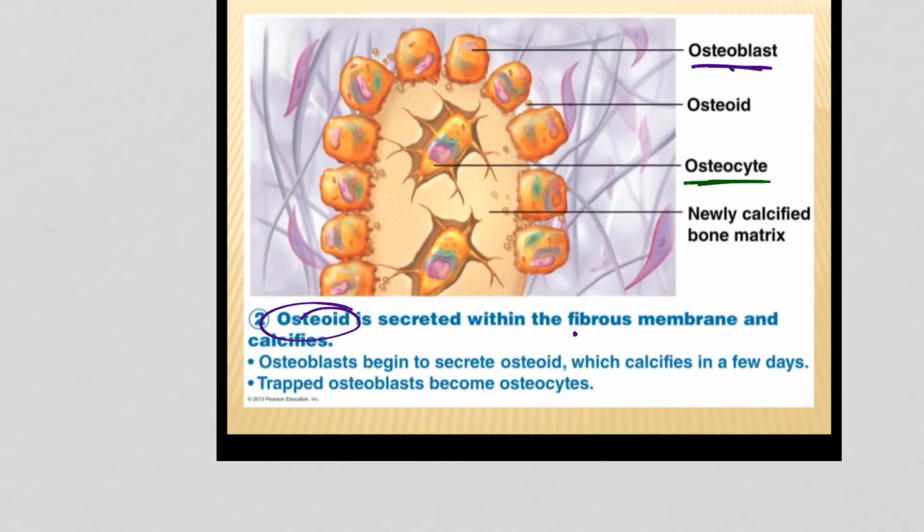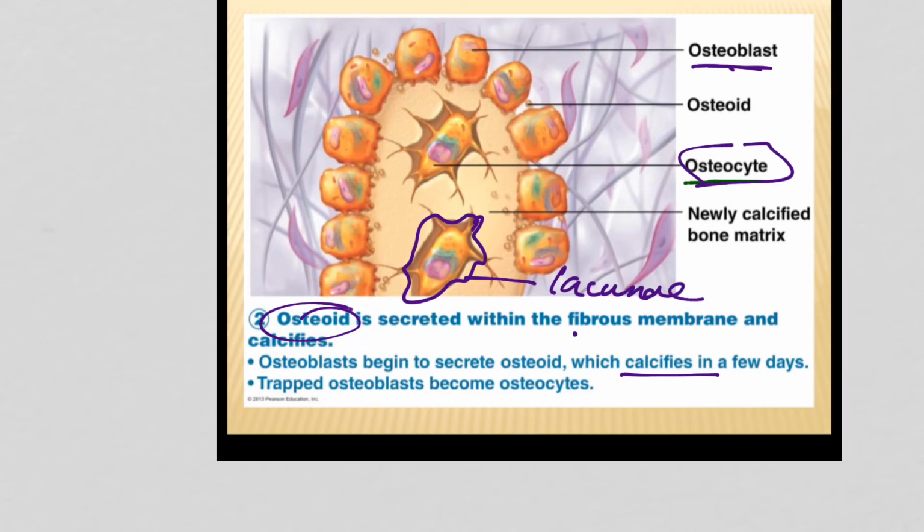So the osteoblasts start secreting this matrix all around them, and then within a few days, that matrix calcifies and becomes hardened. So this should look familiar to you. Here's your osteocyte, and it's kind of trapped in this little cavity because the matrix calcified. Remember, that's called the lacuna.